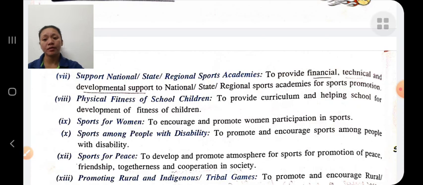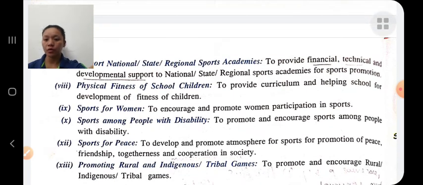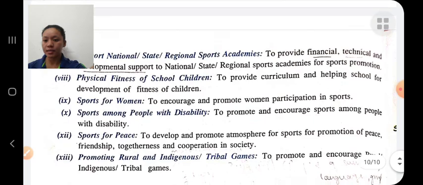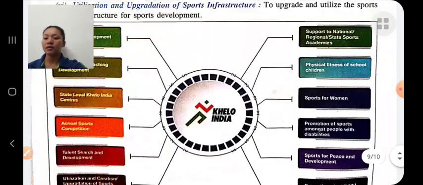Sports for peace. Physical sports and games also help to develop peace between persons. They promote peace, friendship, togetherness and cooperation in society through physical activity, through sports. Promoting rural and indigenous tribal games, to promote and encourage indigenous and tribal games through sports.